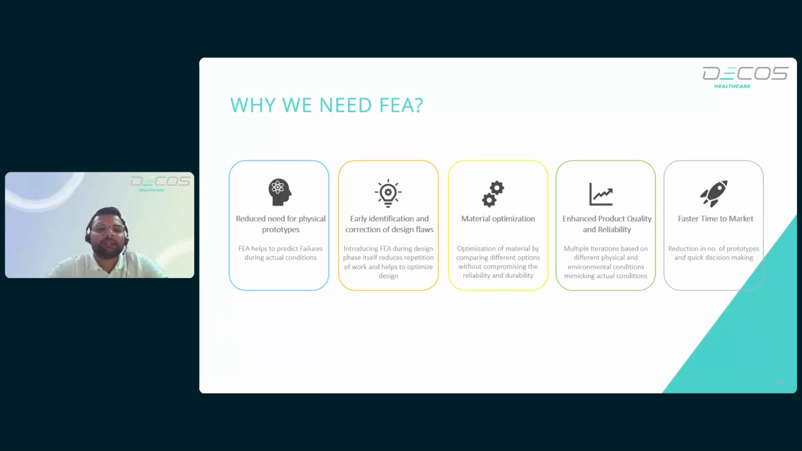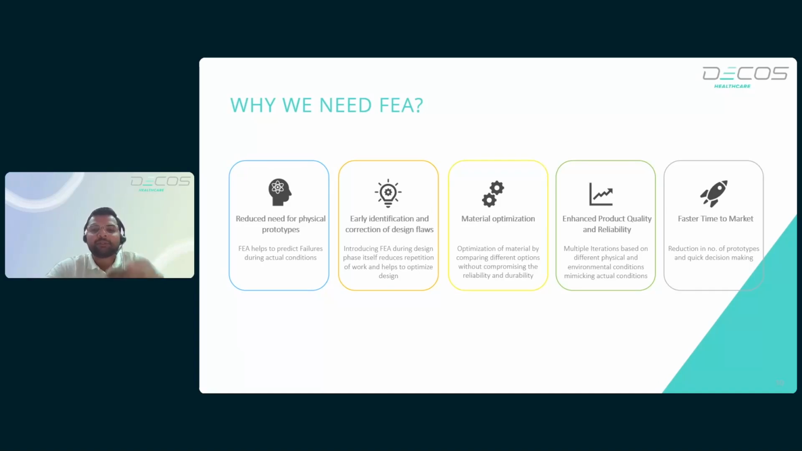Okay. Now, early identification and correction of design flaws. The more you push the FEA further up into the product design and development cycle, the better it is. This helps you to make quick decisions, and the designer can make more informed decisions while assessing multiple design options, right? Now, the next point is material optimization.